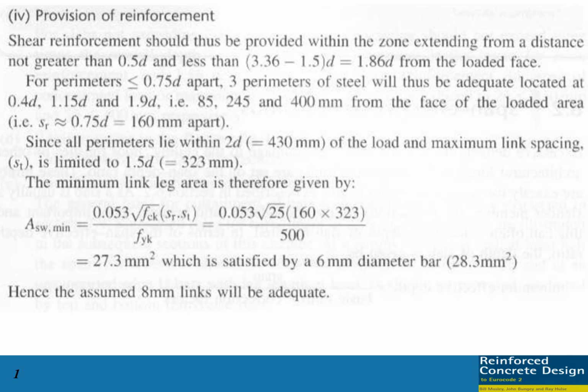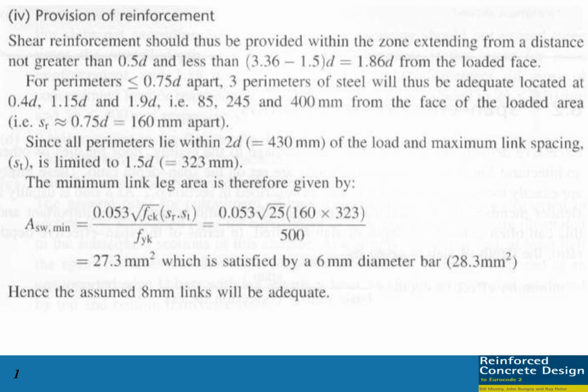And then for the perimeters, the spacing between the links is less than 0.75d, and then 3 perimeters of steel will thus be adequate, located at 0.4d, 1.15d, and 1.9d. Okay, so in this example, 0.4d is around 85 mm, 1.15d is 245 mm, and 1.9d is 400 mm from the face of the loaded area.